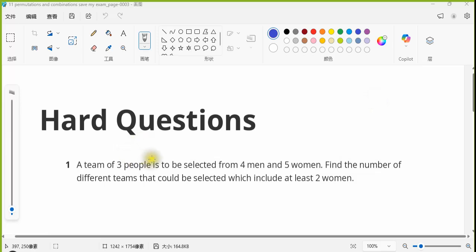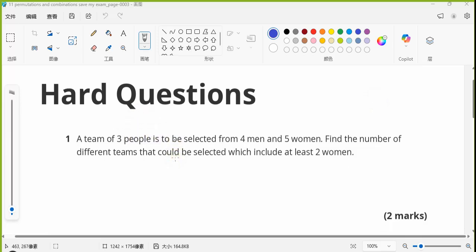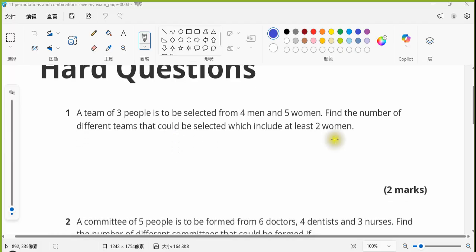A team of three people is to be selected from 4 men and 5 women. Find the number of different teams that can be selected which include at least 2 women. So we have 4 men, 5 women. So at least 2 women, so 2 women or 3 women out of three. So 1 man, and then this one no man.